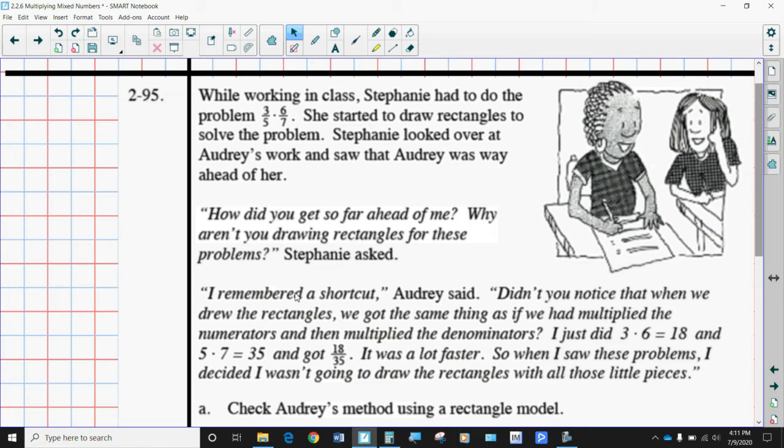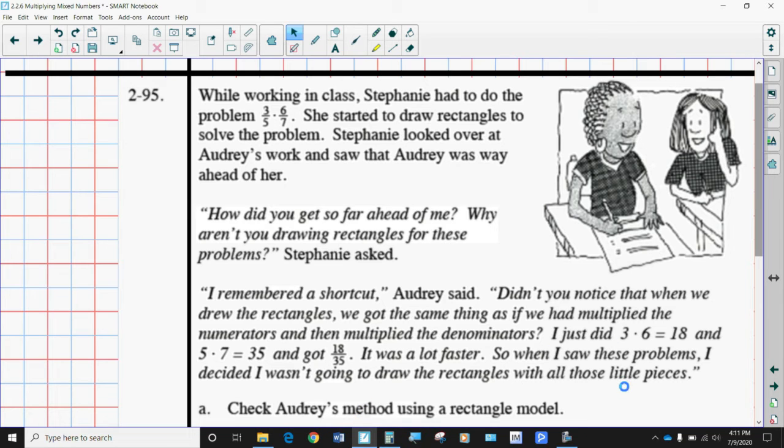Stephanie asked. "I remembered a shortcut," Audrey said. "Didn't you notice that when we drew the rectangles, we got the same thing as if we had just multiplied the numerators together and then multiplied the denominators? I just did 3 times 6 is equal to 18, and then 5 times 7 is 35, and I got the answer 18 over 35. It was a lot faster."